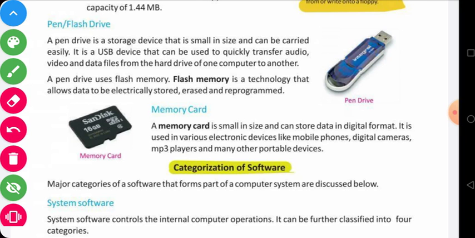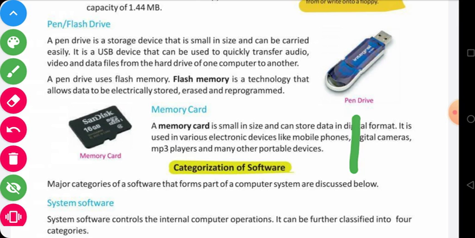In primary memory there are two types of category. The first one is RAM and the second one is ROM. In secondary memory there are various kinds of secondary memory. The popular ones are hard disk, floppy disk, CD, DVD, pen drive, and memory card.